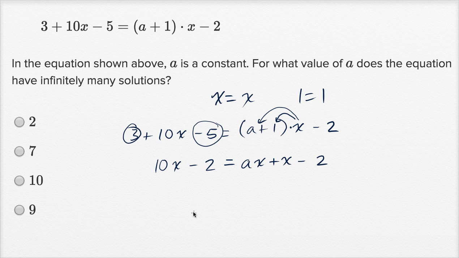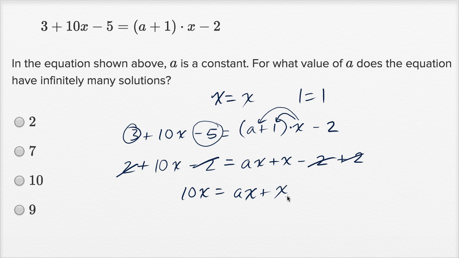Now, I could get rid of both of these negative 2's if I add 2 to both sides. Remember, anything I do to one side, I've got to do to the other if I want the equality to continue to be true. So I just added 2 to both sides, and I am left with 10x is equal to ax plus x.